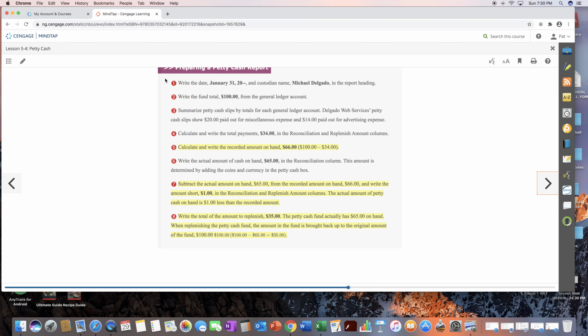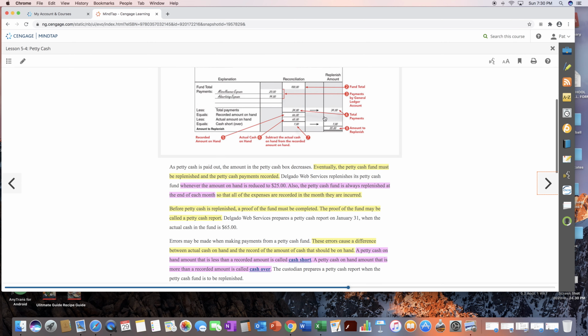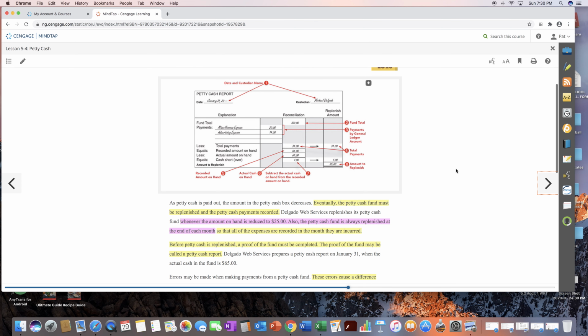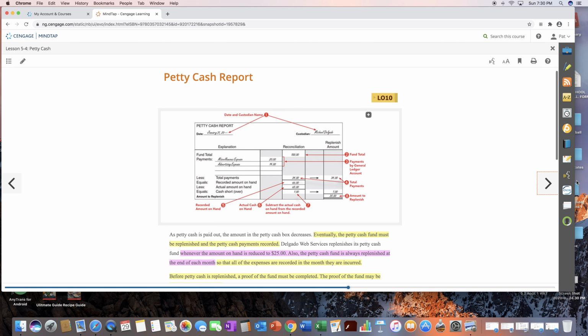As you see down here, this is the 1 through 8 steps. It shows you how we find the recorded amount on hand, the fact that it's actually a dollar short, so we need to add that dollar into what we are now replenishing. So it kind of talks about what we just showed you there. So this is filling out a petty cash report.